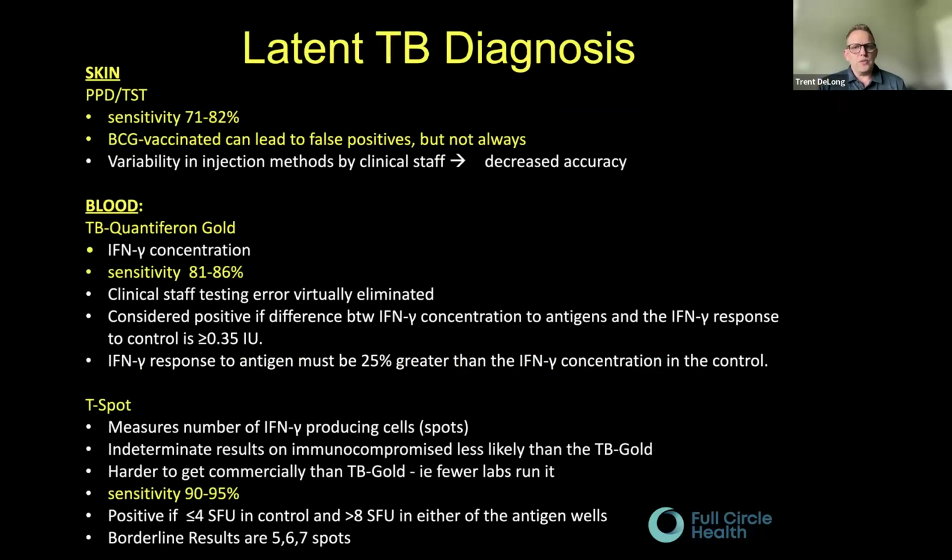So here's an overview of the latent TB diagnosis. The skin PPD TST testing has a sensitivity of 71 to 82%. BCG vaccination can, but not always, lead to false positives. Variability in injection methods by clinical staff has led to decreased accuracy.